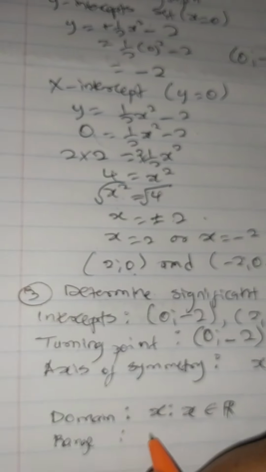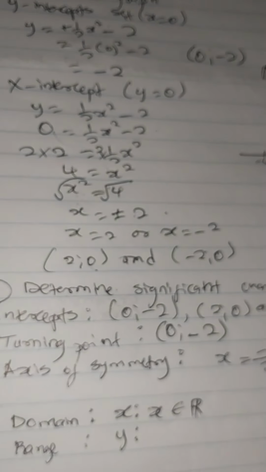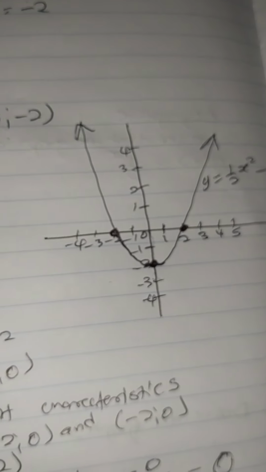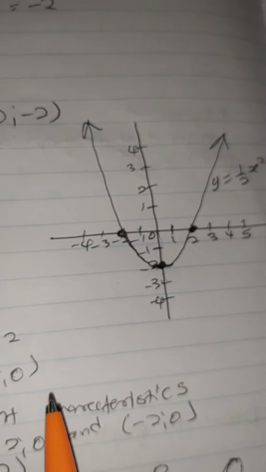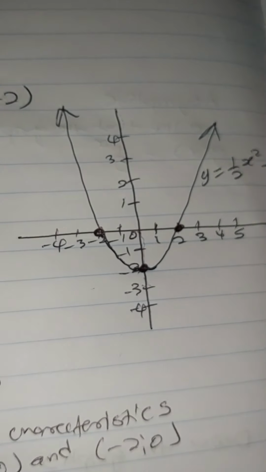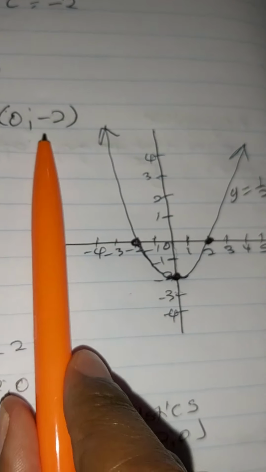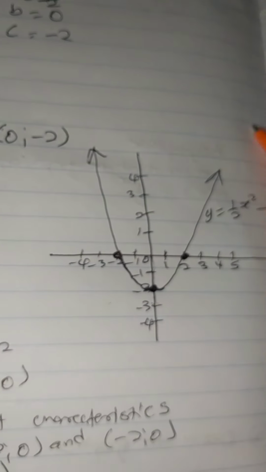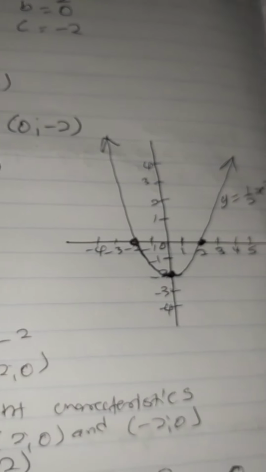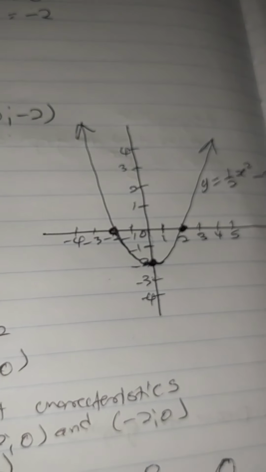Then range is actually talking about the y, whatever is happening along the y-axis. Because you can see on the domain, this graph can be any number on the x-axis, whether on the negative or on the positive, any number. This graph can continue going that way, continue going that way. So it's any number on the x-axis. That's why it's just an element of real numbers.